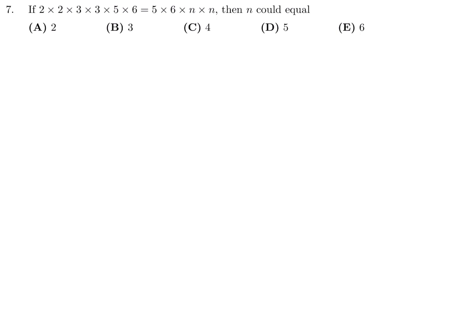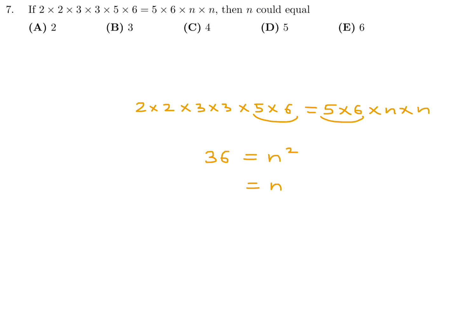If 2 times 2 times 3 times 3 times 5 times 6 is equal to 5 times 6 times n times n, then n could equal. Well, these 5 times 6 cancel with that, so the only thing you're left with is 2 times 2 times 3 times 3, which is 4 times 9, which is 36. And that side is just n times n, which is n squared. Take the square root, and you get 6. And that's it. So number 7, the answer is E.